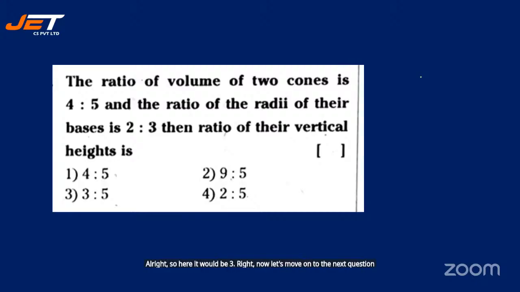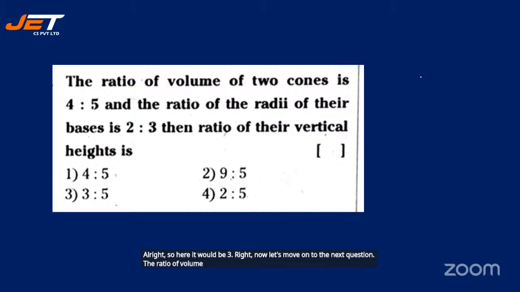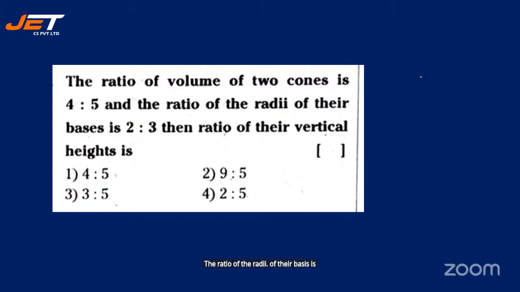The ratio of volume of two cones is 4:5. The ratio of the radii of their bases is 2:3. Then the ratio of their vertical heights is dash. All right. So quickly finish it off and give me the answer.